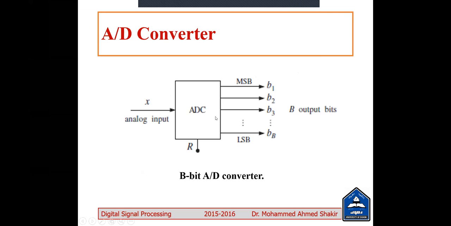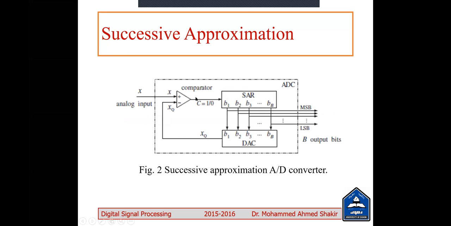This will be, in general, the ADC converter. The ADC converter is fed by an analog input, a single sample. The sample is fed to the input of the ADC converter, and R is the VCC of the ADC converter. The most significant bit is B1, and the least significant bit is B subscript capital B. After converting the input sample to its equivalent bits, this vector is transferred to the output of the ADC converter. Now, this diagram represents the successive approximation A to D converter.